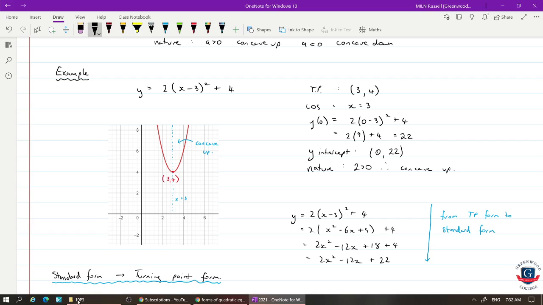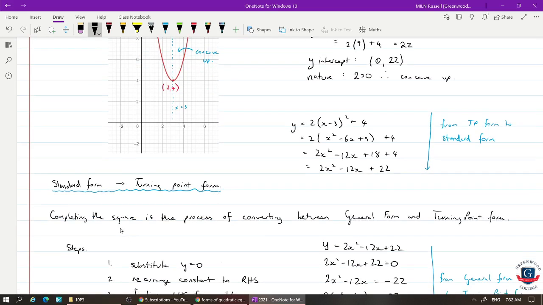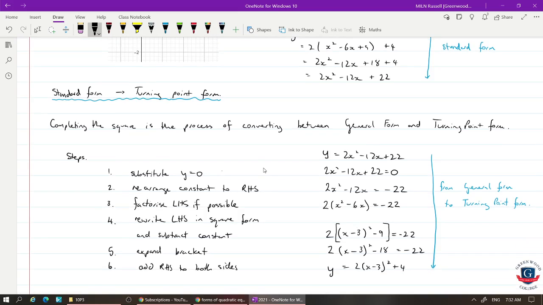But if we wanted to go from standard form to turning point form, it's a little bit more difficult. So here's the standard form equation that we found a minute ago, and we know that it can be put into turning point form. To do it, we need to complete a process called completing the square, which is quite simple once you understand it, but can be a bit daunting at first. I put general form everywhere and I've meant standard form. Keep fixing it.